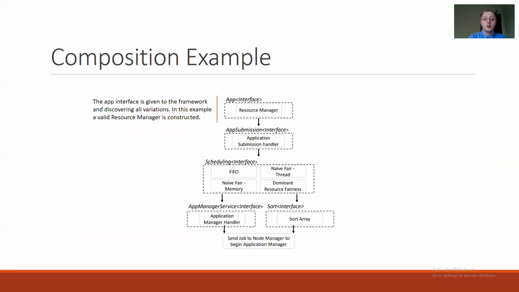The resource manager and node manager are emergent systems constructed at runtime. This begins with the passing of the app interface to the framework and discovering all variations. In this example, we see the components available to build a valid resource manager.